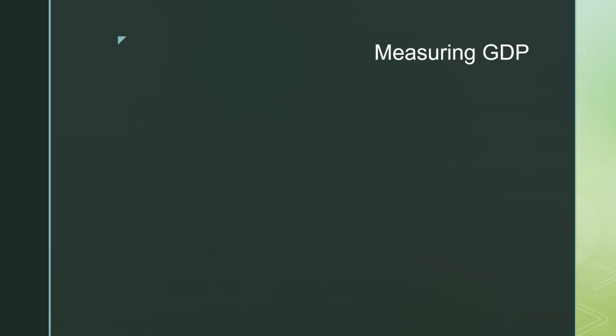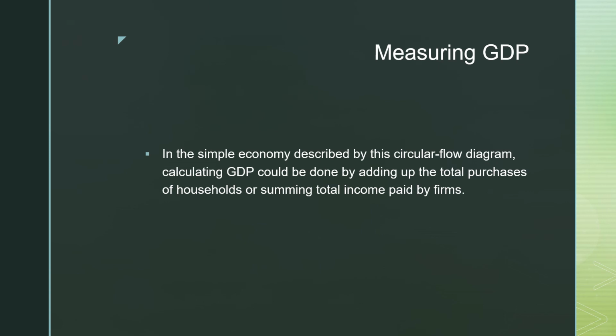So what have we learned? Well, we learned that if I want to measure GDP, I can either measure through the total purchases of households or total income paid by firms. And finally, income equals expenditure. So in the next PowerPoint, we will start discussing what GDP is.